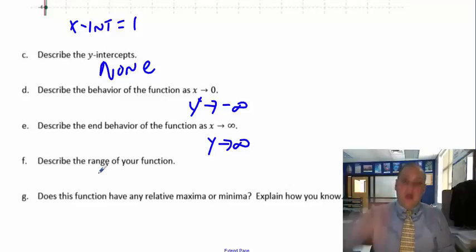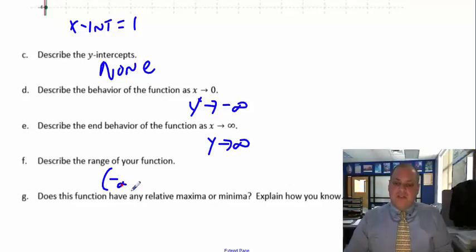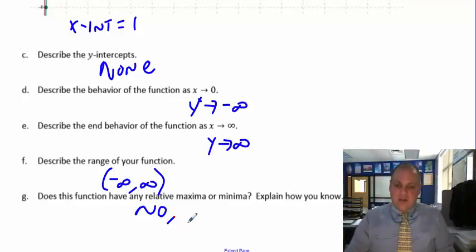What's the range? Well, it does go down forever and up forever, so our range is going to be negative infinity to infinity. And we did do domain and range in our last lesson video, so this is, again, just review. Does this function have any relative max or min? No, it doesn't. We'll put just it's continuously increasing.